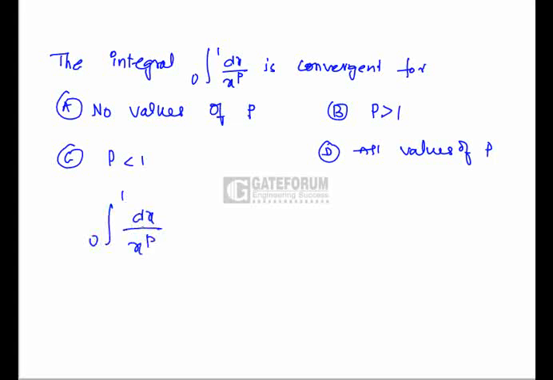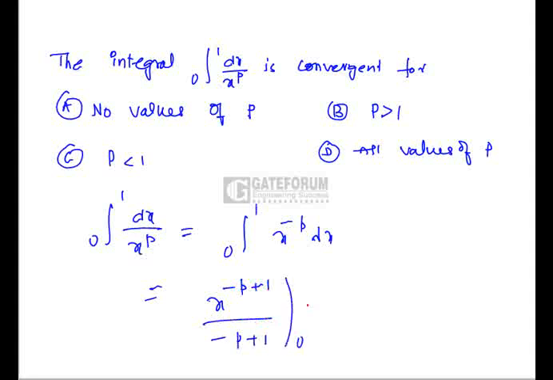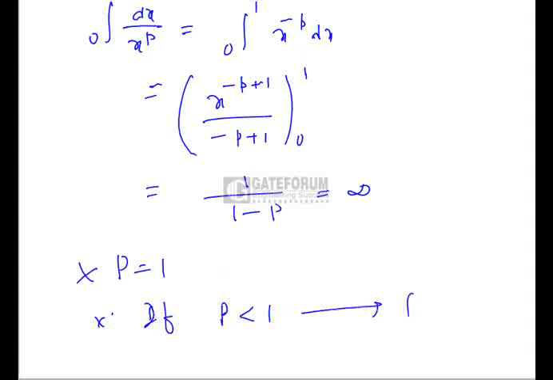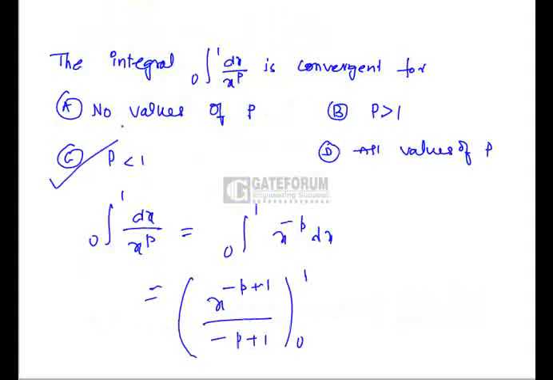Integral from 0 to 1 dx by x to the power p. Now we have to check this integral is convergent for what values of p. Let us find the integral of this. It can be written as integral 0 to 1 x to the power minus p dx, which is nothing but x to the power minus p plus 1 by minus p plus 1 over the limit 0 to 1. This is nothing but 1 by 1 minus p. Now, if p is equal to 1, this value is infinity, so it is not convergent. If p is less than 1, obviously this is a finite value, and hence the required answer is C.